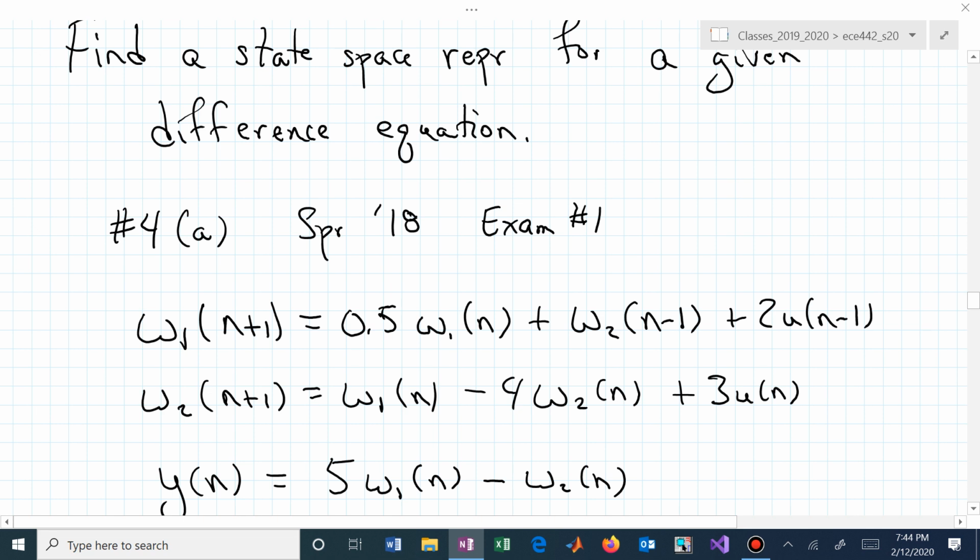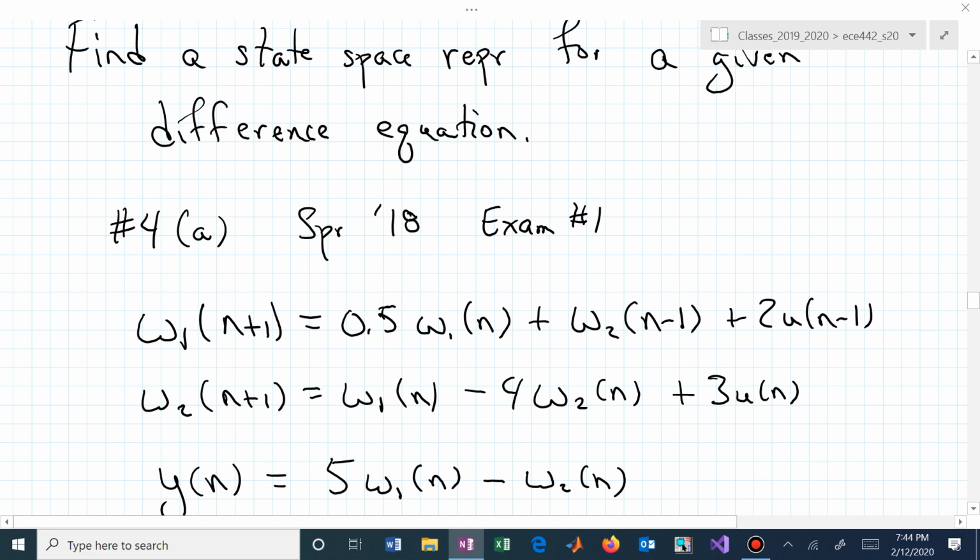Yes? So now, wouldn't we just plug this right in? What are we wanting? We want x at time n plus 1 to equal some linear combination of x's at time n plus u's at time n.